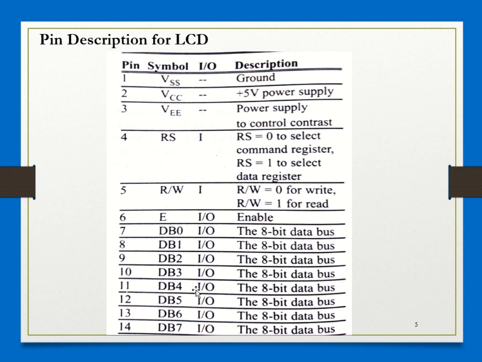Say, for example, R/W is equal to 1. What is that? You are reading. Then RS is equal to 0, you are reading the command register status. And if the D7 bit, the busy flag bit, is equal to 1, that means the LCD is busy. It is doing something, maybe displaying something or accessing the data. It is busy, so you are not supposed to send any information. Only when this D7 bit is equal to 0 is that the indication that the LCD is ready to receive new information. Only then you have to send the information.